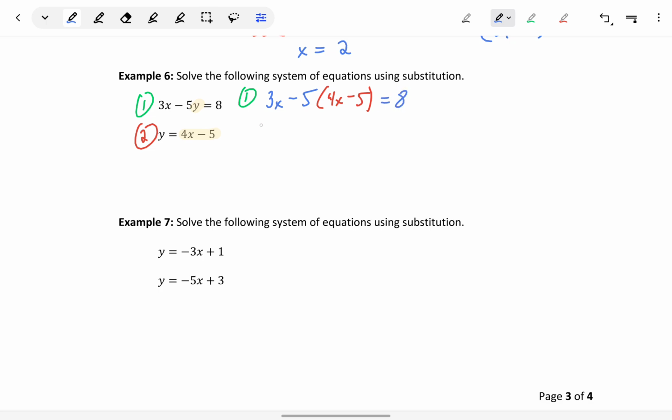is equal to 8, which will become 3x. We'll distribute that minus 5 through, so this will be negative 5 times 4 will give us minus 20x plus 25 is equal to 8. We can combine the like terms. This will give us negative 17x plus 25 is equal to 8. Then we can subtract 25 from both sides to get 8 minus 25, or negative 17. And then dividing both sides by negative 17 will give us x is equal to 1.